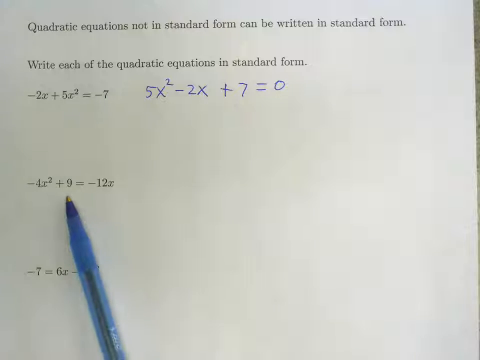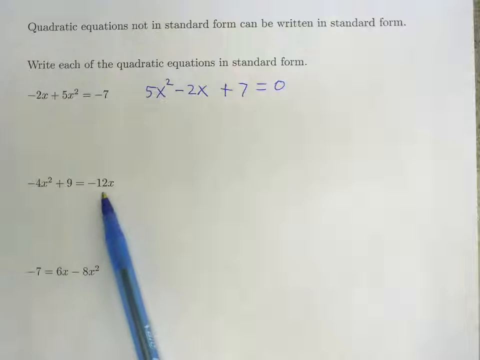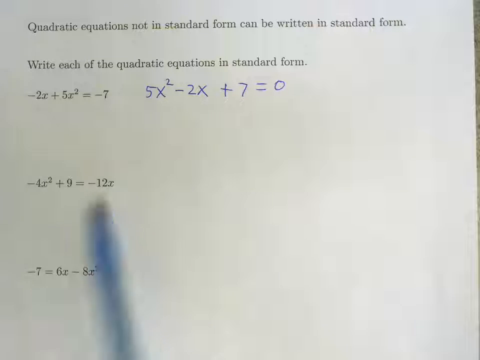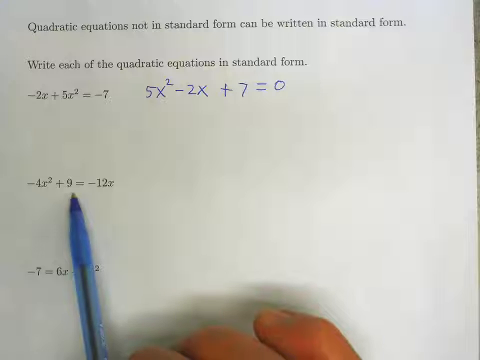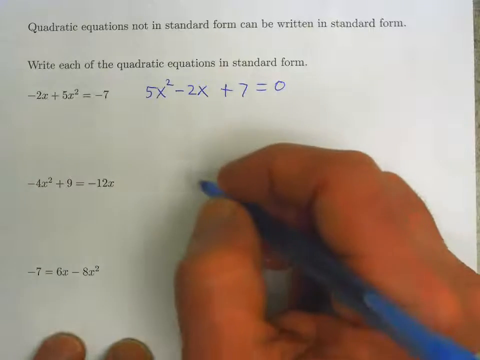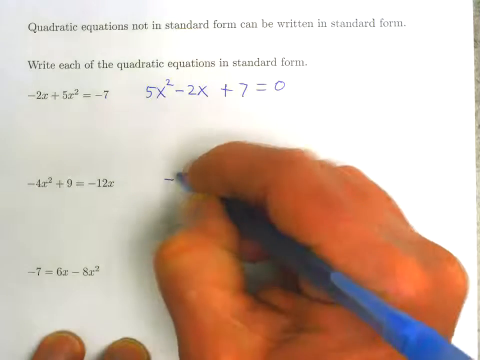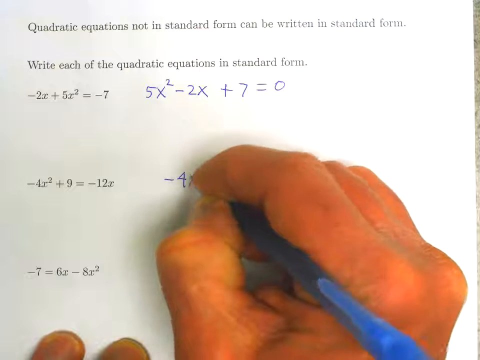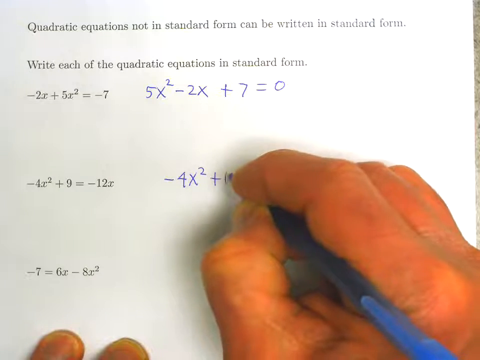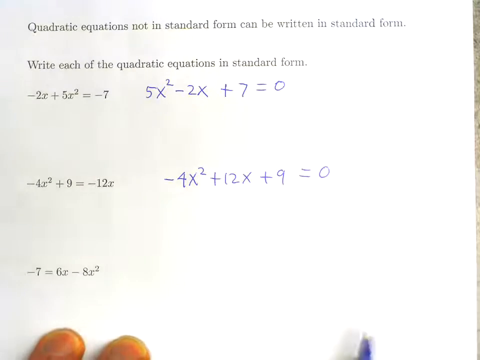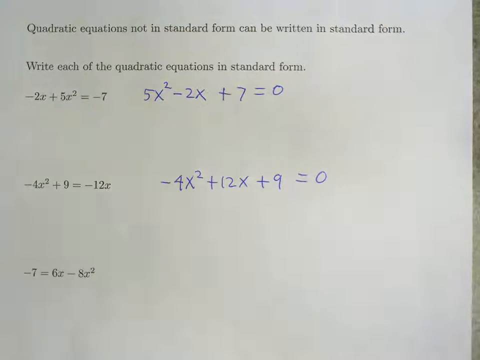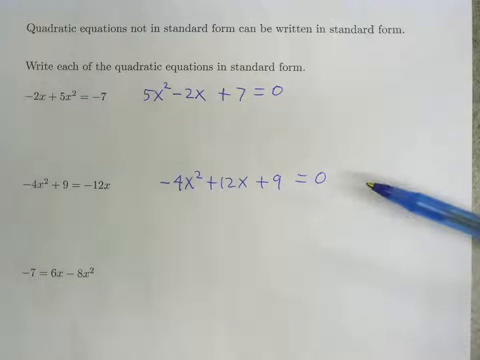On this one, we can get this into standard form if we just add 12x to both sides and put the x term in between the x squared term and the constant. So in one step, we can write it in standard form as negative 4x squared plus 12x plus 9 equals 0. This is a fine way to write it in standard form.